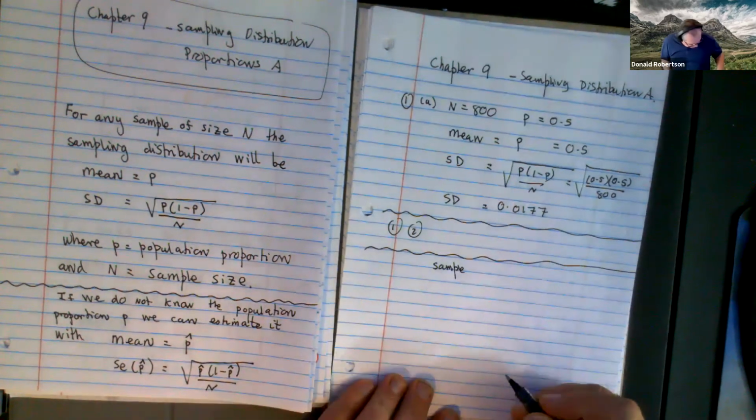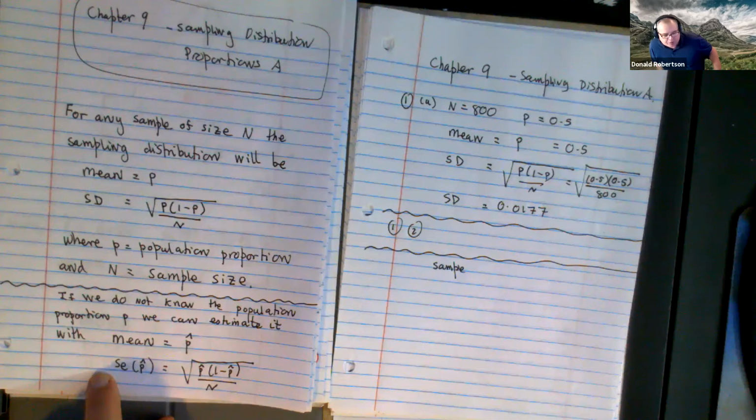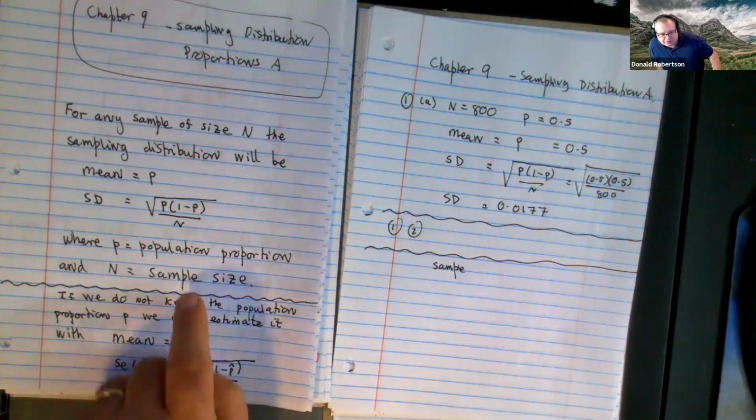And when you have a sample, the mean is p hat, and the standard deviation is given a special name when it's a sample. The standard deviation is called the standard error, SE for short. And the standard error of p hat. Now you look really carefully. Do you notice it's the exact same formula?